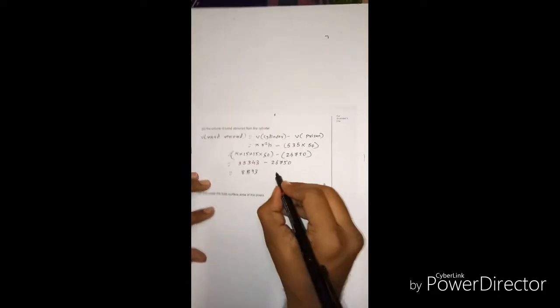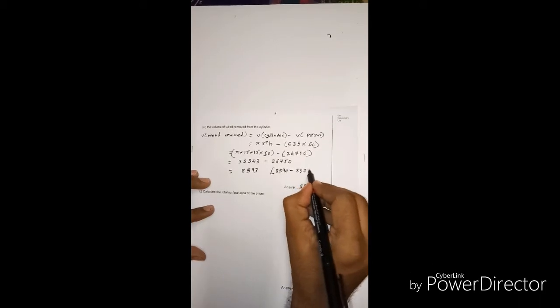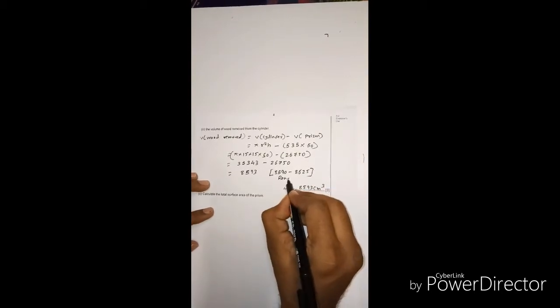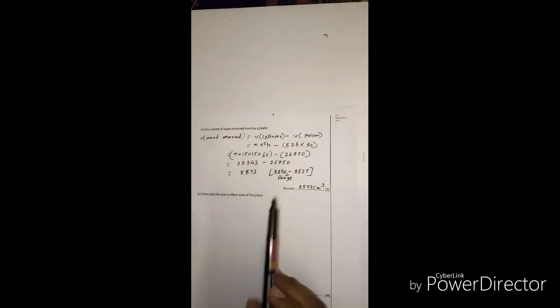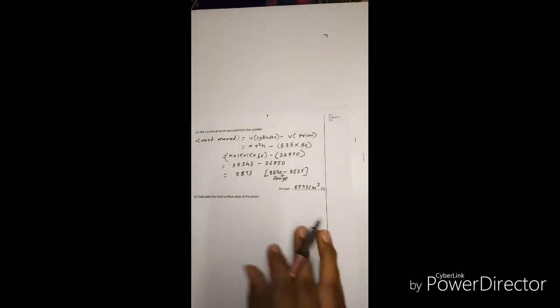Now see, whenever you have this kind of question, a range is given to you. For this question, the range is: if you are getting an answer between 8590 to 8625, your answer will be correct. There will be a range for every question. So this is the range for this question. If you are getting an answer between these two values, that means your answer is correct.